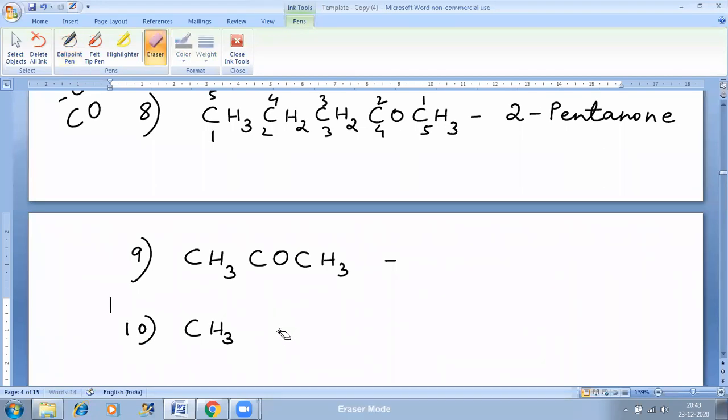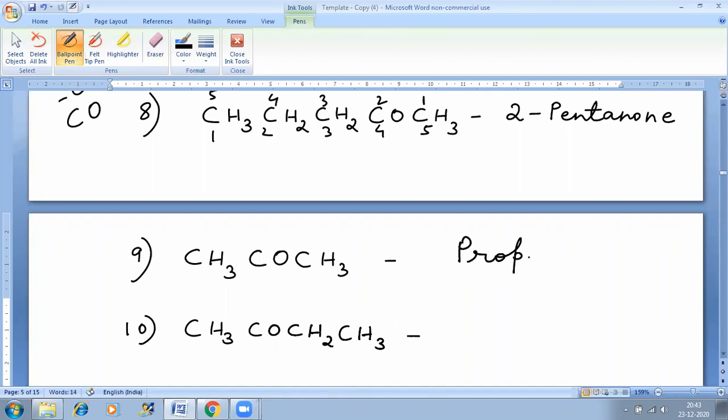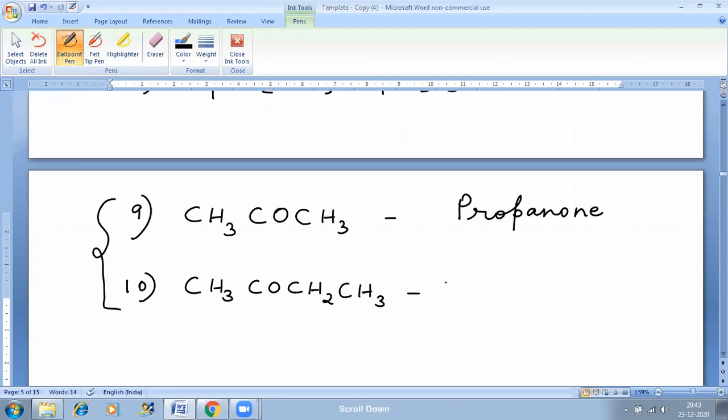So 9 is 2 propanone. What about the ninth one? 2 propanone. Now remember one thing. We do not write 2-propanone, it is just propanone. It's by default understood. So for the 9th and 10th, you do not mention the positions of the carbon to which oxygen is attached. So what should be this one? Just butanone. For these two ketones, you do not mention the positions. For all other ketones, you will have to mention the positions. So remember this.